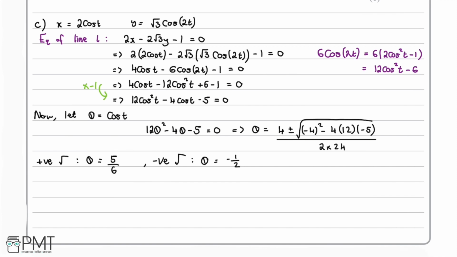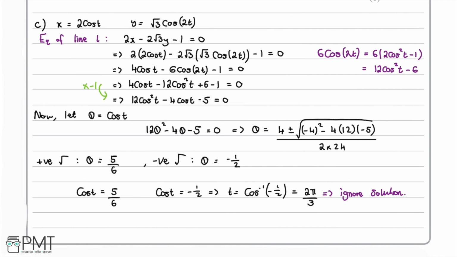Recall that we let theta equal cos t, so that means cos t is equal to 5 over 6, and also cos t is equal to negative 1 over 2. Quickly we notice that t is equal to inverse cos of negative 1 over 2, and putting this into our calculator, this comes out as 2 pi over 3. But we already know this, so this means that we can ignore this solution. So we'll just write here, ignore solution.